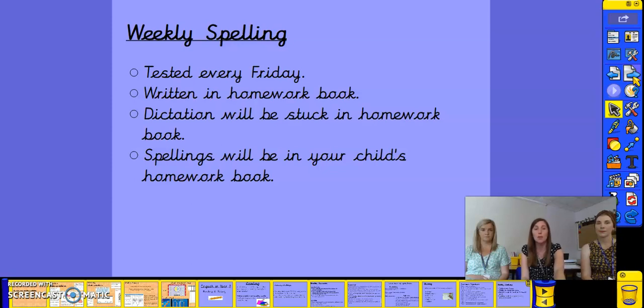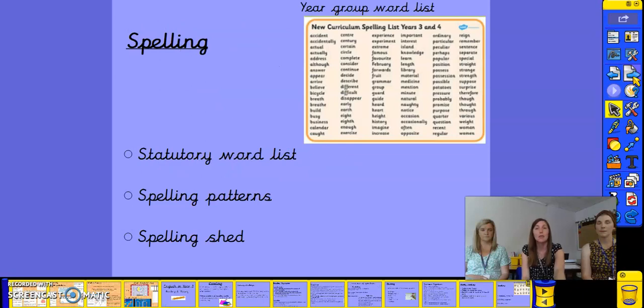Spellings will be coming home and will be tested on Friday. The children will have their spellings stuck in their homework book, and then we will stick their dictation that they've completed on a Friday in that book too, so that you can see it at home. In Year 3 and 4, there is a year group word list. There are some statutory spellings, and these will form part of our spelling practice, but this can also be found online as well.